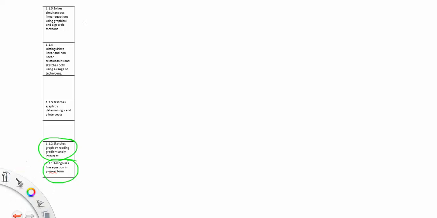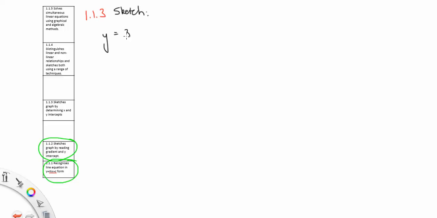Try. This is still for 1.1.3. Oh, it's on red. Nope. Struggling here. Red. 1.1.3. Okay. Try sketching these using x and y intercepts. It really doesn't want to change color. There we are. Sketch.